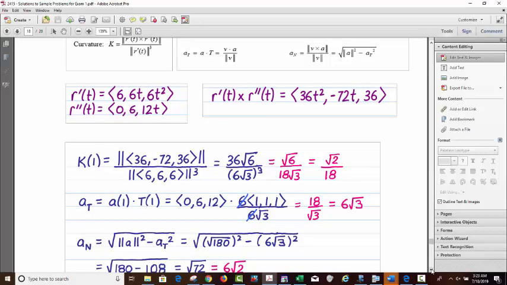So there's the curvature. Here are the components of acceleration. I use a dot T. I like that one for the tangential component of acceleration. So it would be a at 1 and T at 1.